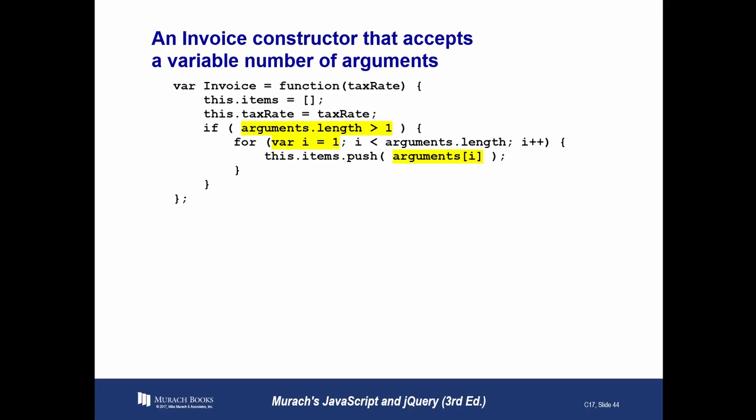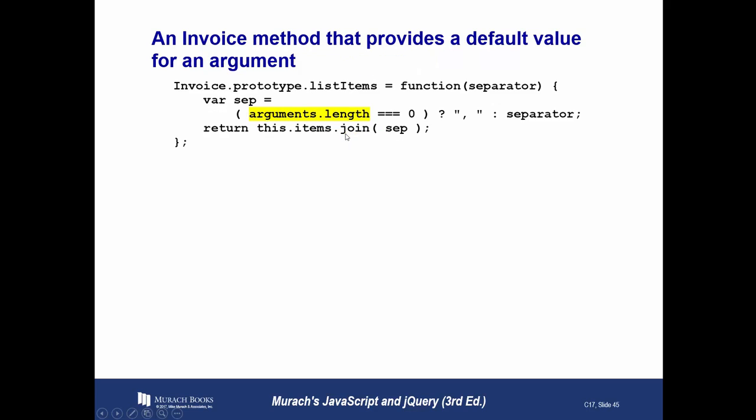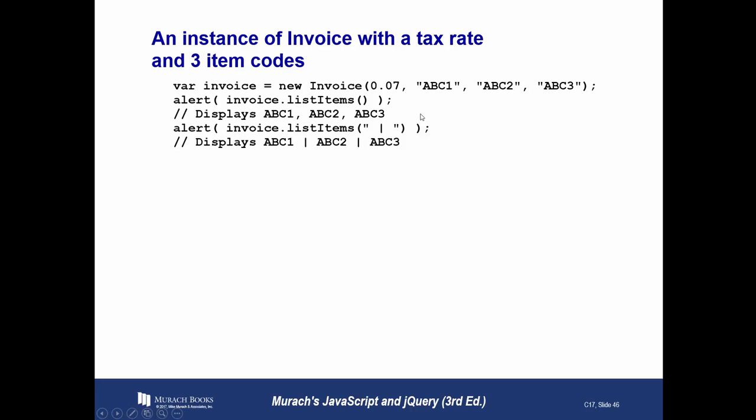The third example shows how to use the arguments property to create a function that can receive a variable number of arguments. The fourth example shows how to use the arguments property to create a function with optional parameters. And finally, the fifth example shows how the third and fourth examples can actually be used in practice.